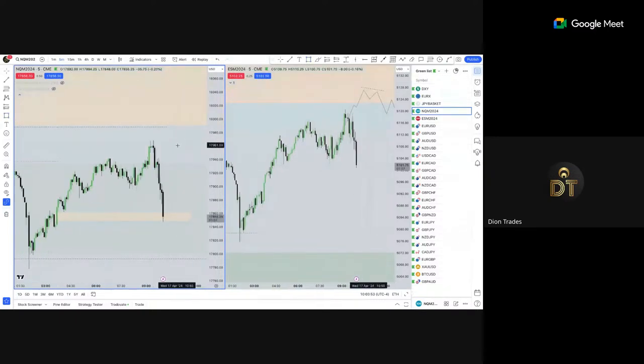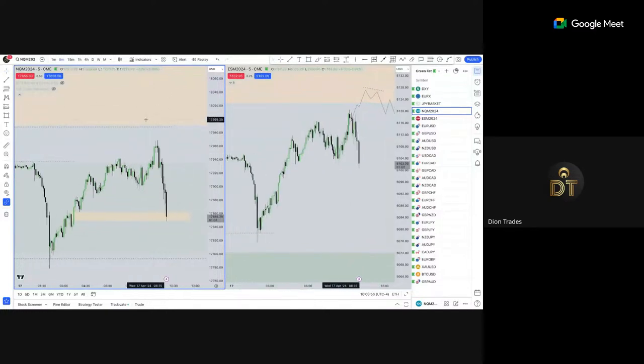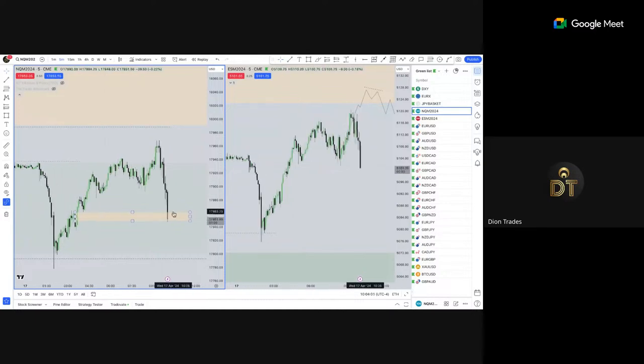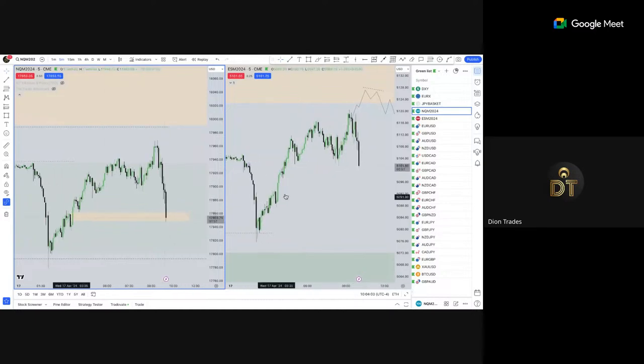But actually, I wanted to see a quicker move towards the daily void anyways. So that's why I had a tight stop loss. And the thing is, because I was aiming for an SMT on the lows right here, I was like, okay, when we are hitting this fair value gap, then the SMT will be broken here. So that's why I took the smallest stop loss.